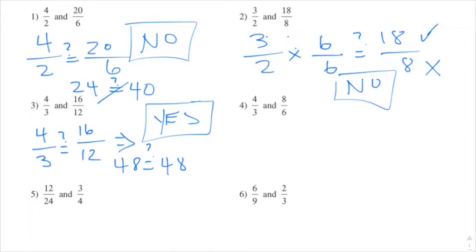Number 4, 4/3 and 8/6. So we're going to do the multiplying straight across. 4 over 3 times some number equals 8 over 6.